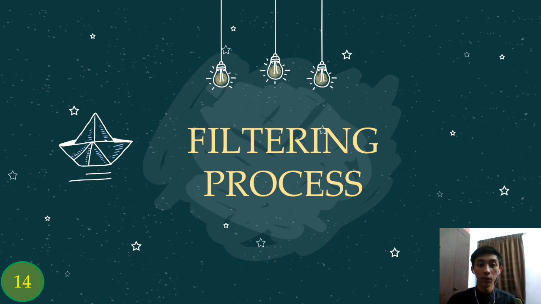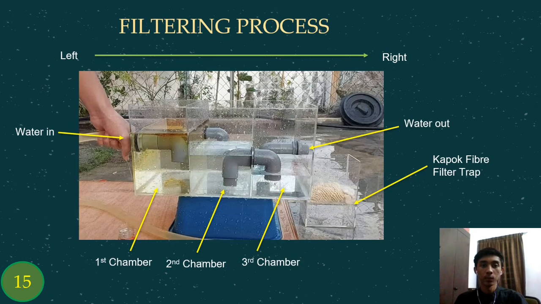So we move on to the filtering process. As you can see, this is the diagram of our multi-stage oil trap. The filtering process starts from left to right. So the water flows into the first chamber. This oil trap works by the method of gravity.